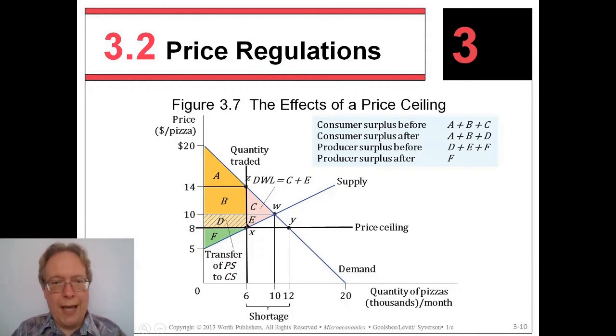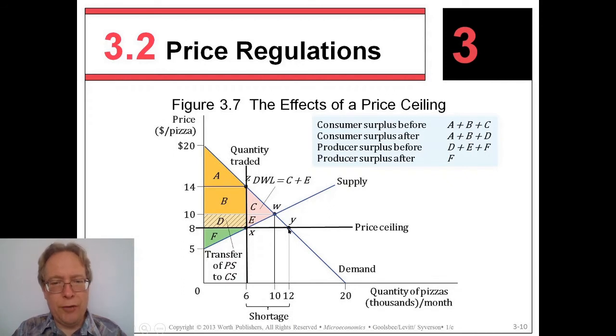Okay, so what happens after the price ceiling is imposed? Well, this will be the price. So what will happen? Well, demand will be this amount, 12 in this case, but supply is only 6 at a price of 8. Pizza makers are only willing to supply 6,000 pizzas per month. In other words, there's excess demand, and excess demand is 12 minus 6 equals 6,000 pizzas per month.